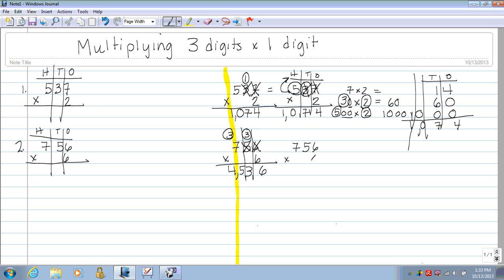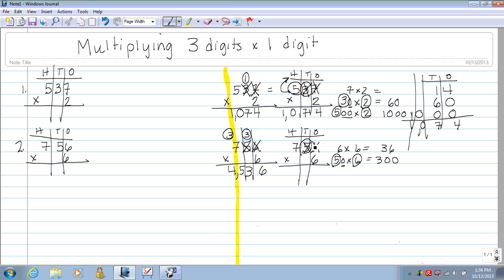756 times 6. And I want to show my place values here. Ones, tens, hundreds. Okay, if I multiply the first one, 6 times 6 equals 36. Cross that out. This 5 is really a 50. So 50 times 6. 5 times 6 is 30. And I place my 0. So that product is 300.